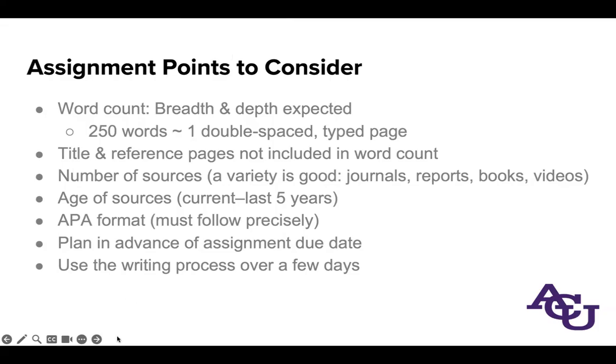So some other points that we would consider related to reading the assignment and reviewing it is our word count, which would give us the breadth and the depth expected. 250 words is considered to be about one double space type page. So for the assignment that we just were looking at, it was 1,000 words. So if we used that rule, we'd get about 4 double space type pages.